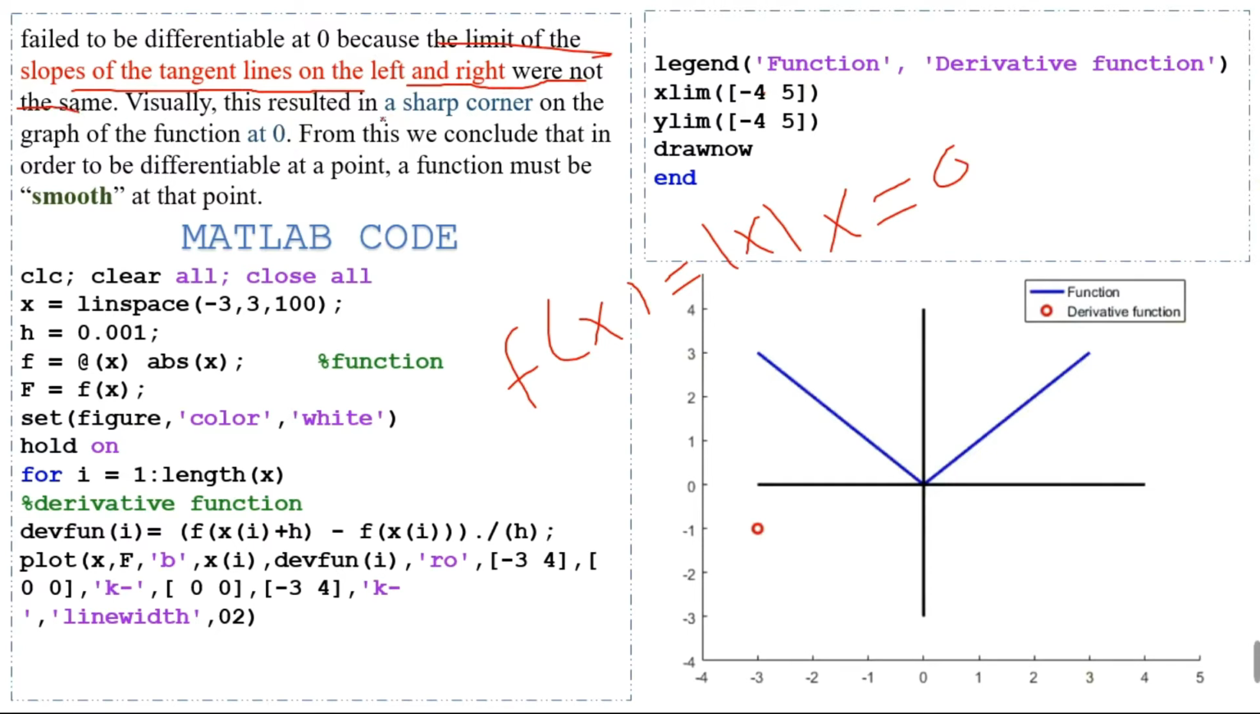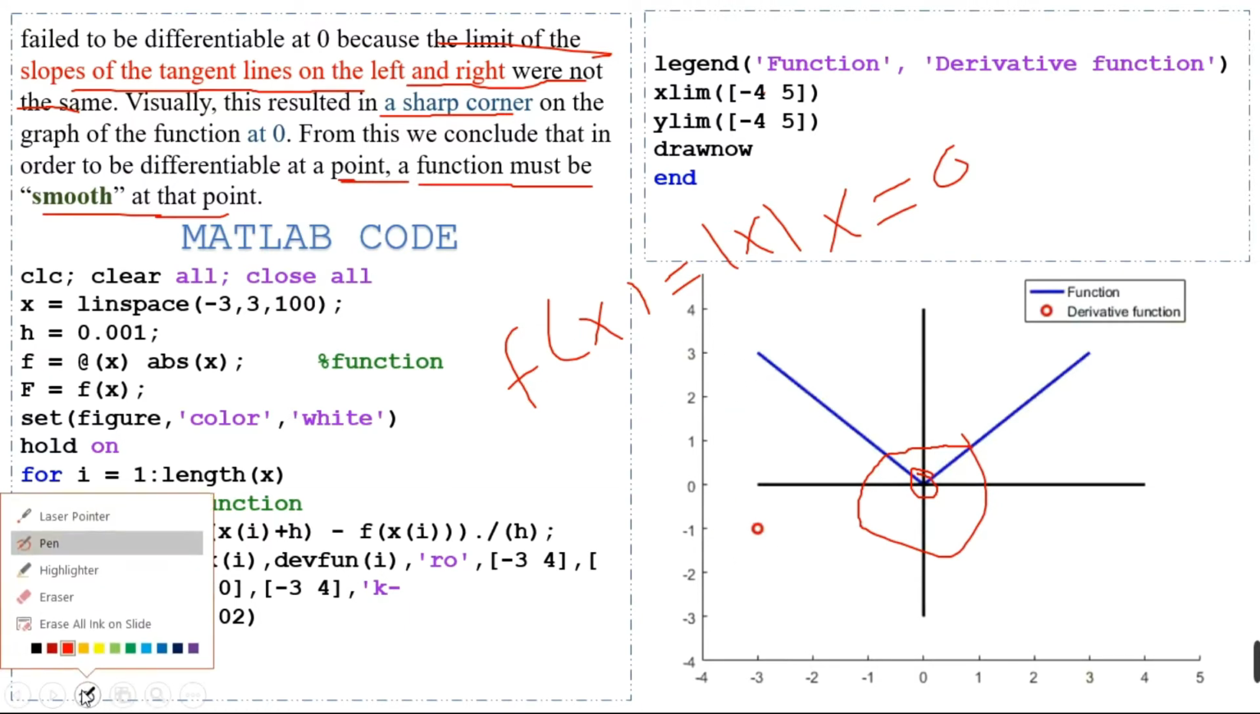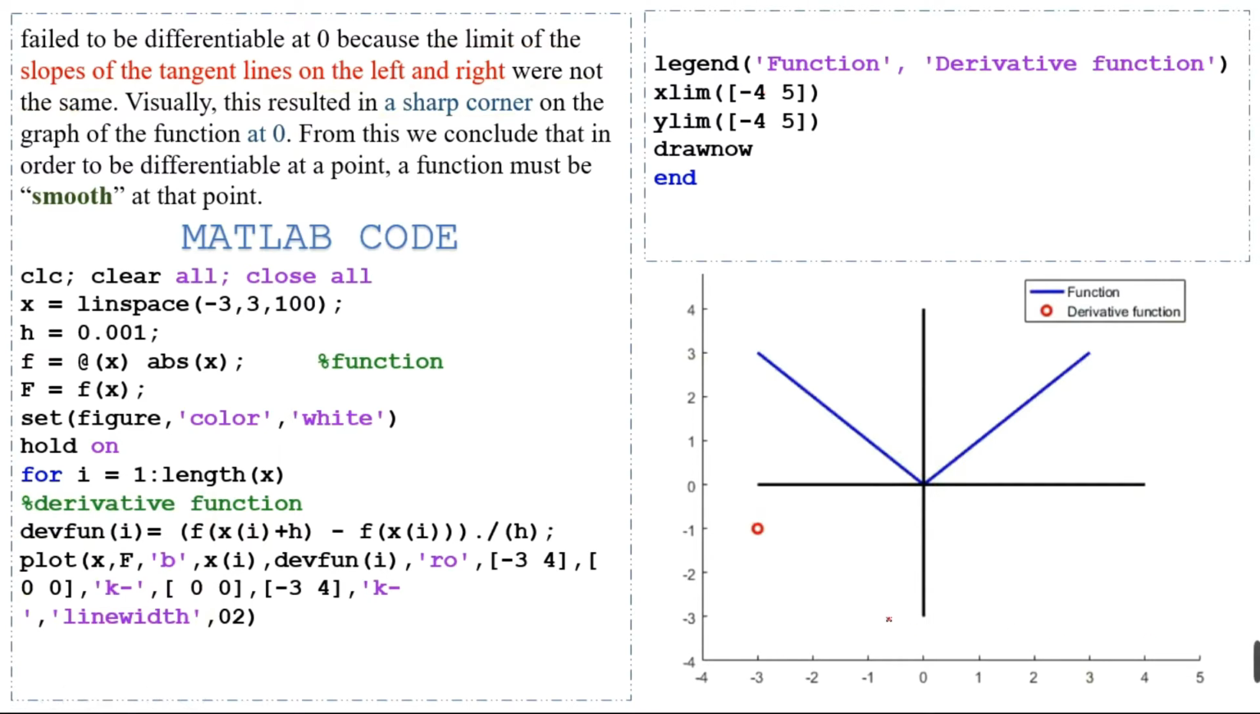Visually, this results in a sharp corner on the graph of the function at 0. Here we can see that at x equal to 0 we have a sharp corner. From this we conclude that in order to be differentiable at a point, a function must be smooth. At that point there should not be any sharp corner in the function. So we see this with the help of the graph.